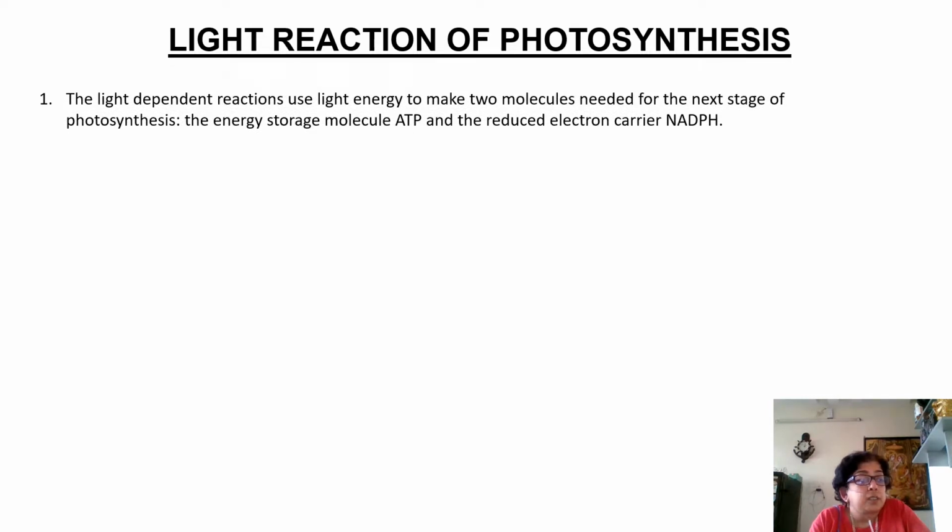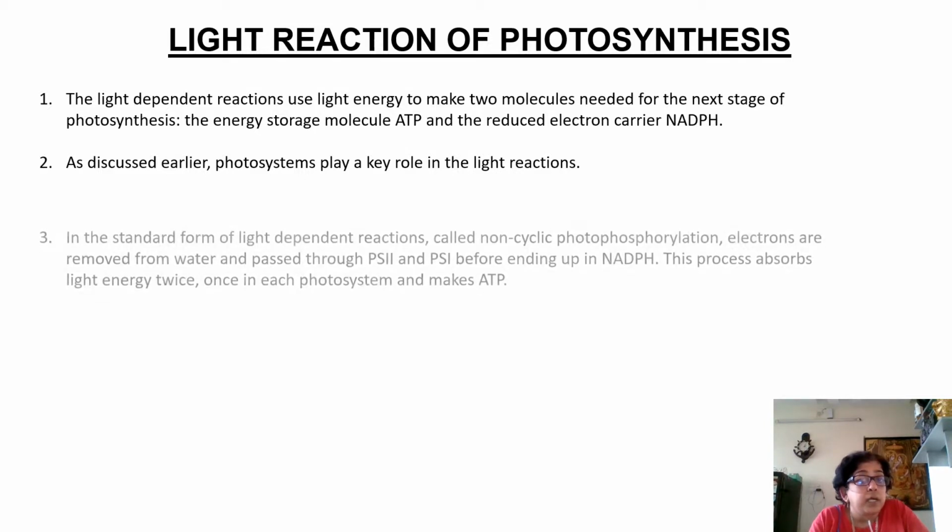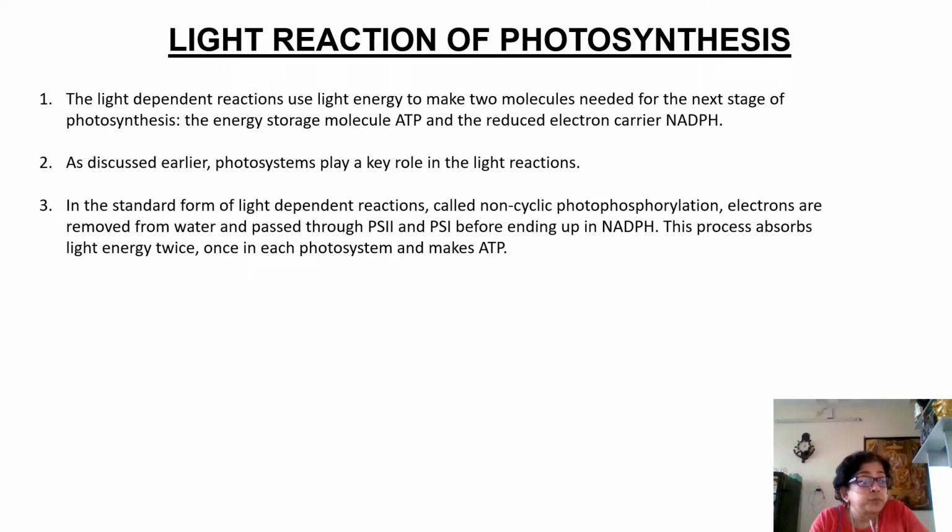In plants, light reactions take place in the thylakoid membranes of the organelles called chloroplasts. As discussed earlier, photosystems, which are large complexes of proteins and pigments, play a key role in the light reactions. As studied earlier, there are two types of photosystems, photosystem 1 and photosystem 2.